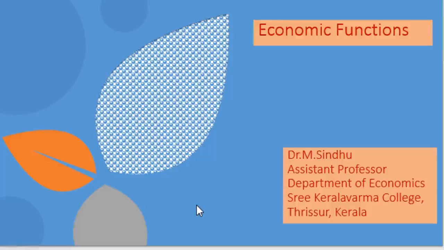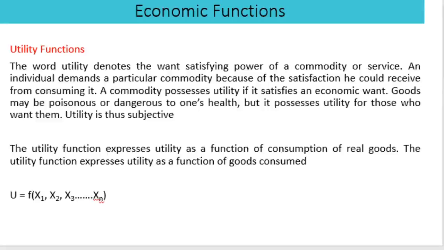The next important function that we are going to explain in this class is the utility function. We all know what a utility is. It is the want satisfying power of a commodity or service. An individual demands a particular commodity because of the satisfaction he receives from consuming it. That want satisfying power of a commodity or service is termed as utility.